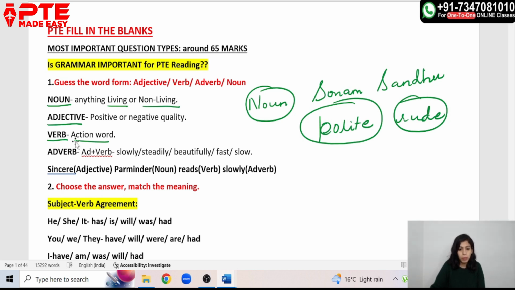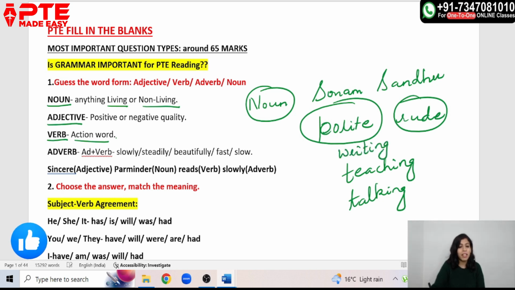Now, verb. It is an action word. What am I doing right now? I am teaching you. So teaching is a verb. Apart from this, what am I doing right now? I am talking. Talking is a verb. Now, apart from this, what am I doing? I'm writing. So writing is again a verb. So, action words are verbs. I'm moving my eyes, blinking my eyes. So blinking is a verb. Moving my hands, moving is a verb. If I'm going to speak at a fast pace, talking is a verb, and speaking is also a verb.